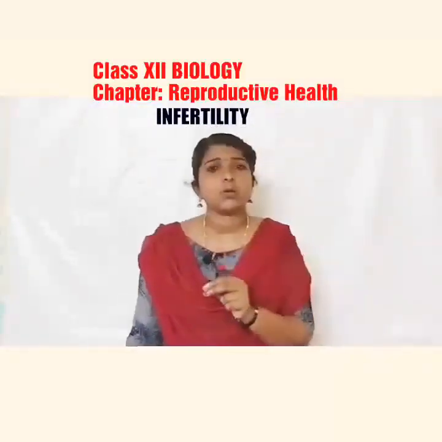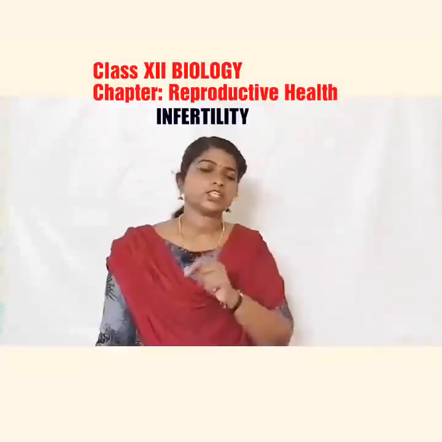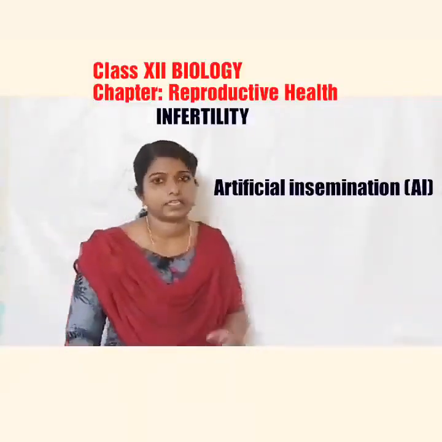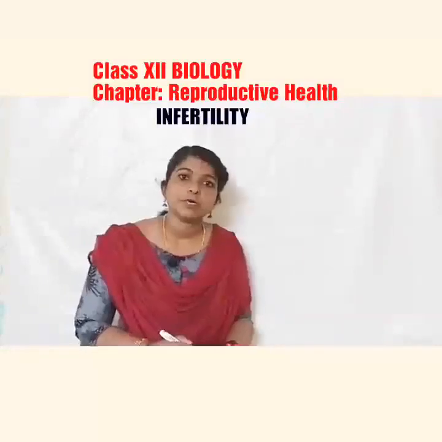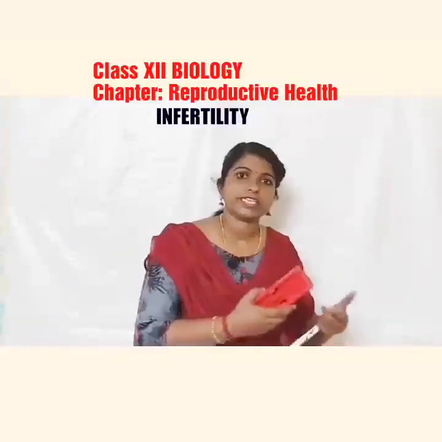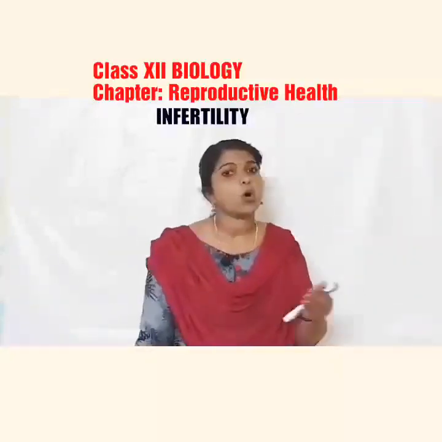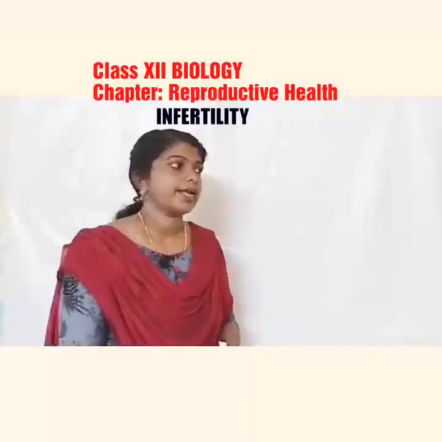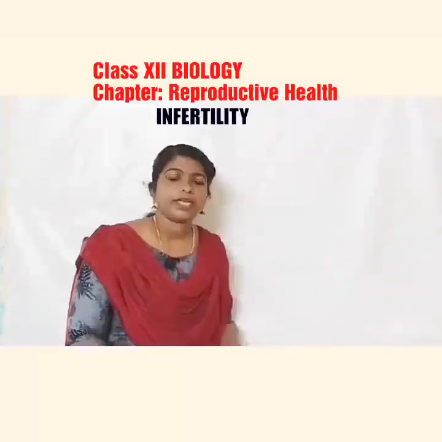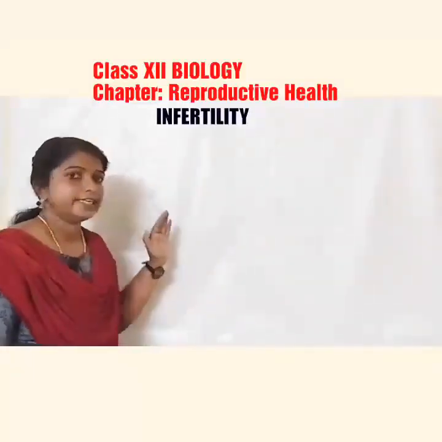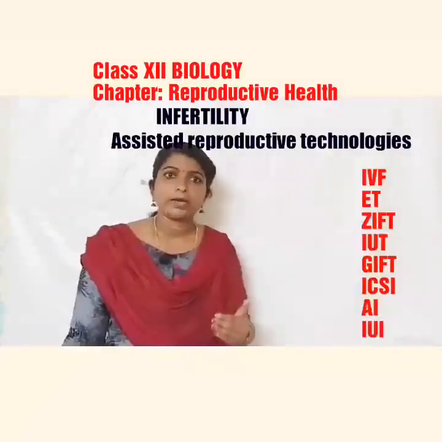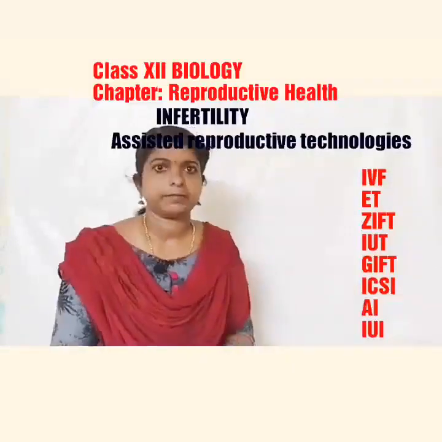The next method is, in the case of males, some males are unable to inseminate, or the sperm count is very less. In such cases, we can use artificial insemination methods. Here, the sperm is injected or inseminated into the vagina or uterus. That is known as intrauterine insemination. Okay, so all these are the different assisted reproductive technologies to help the infertile couples.